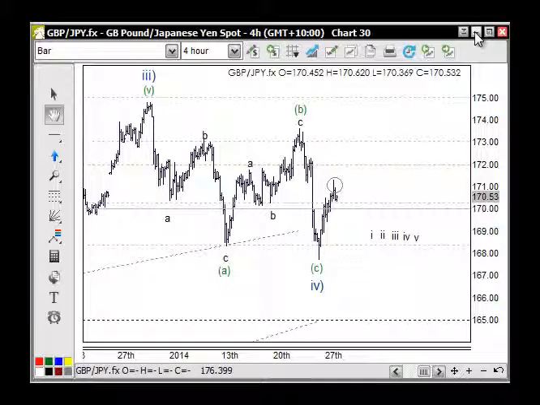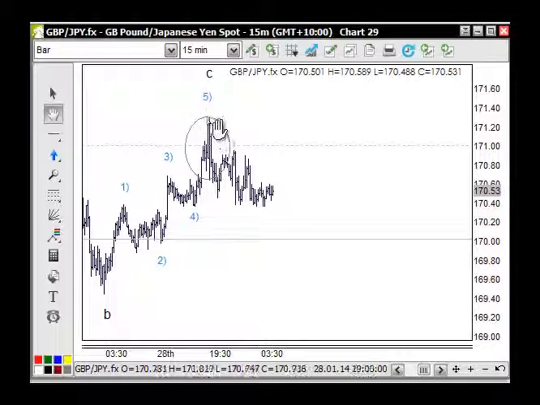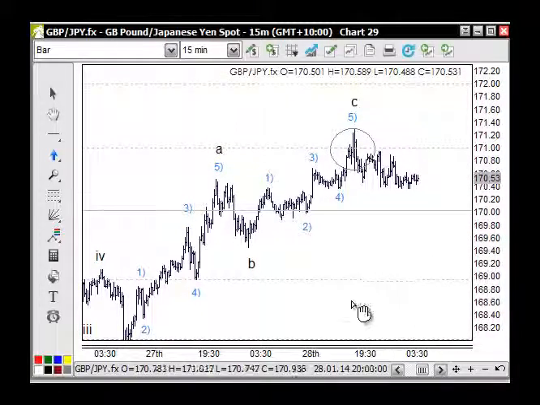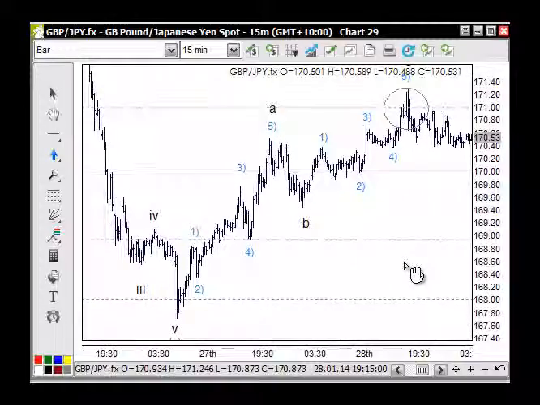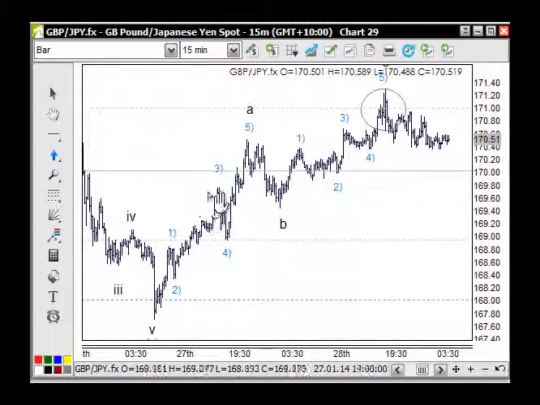And that A, B, C would be a 5-3-5 structure. So first of all, the circle is the 61.8, and that's the 50% there. So in the move up here so far, and I'm not saying it's corrective, I'm just saying that's what it is so far. So from this low here, we've got 1, 2, 3, 4, 5.